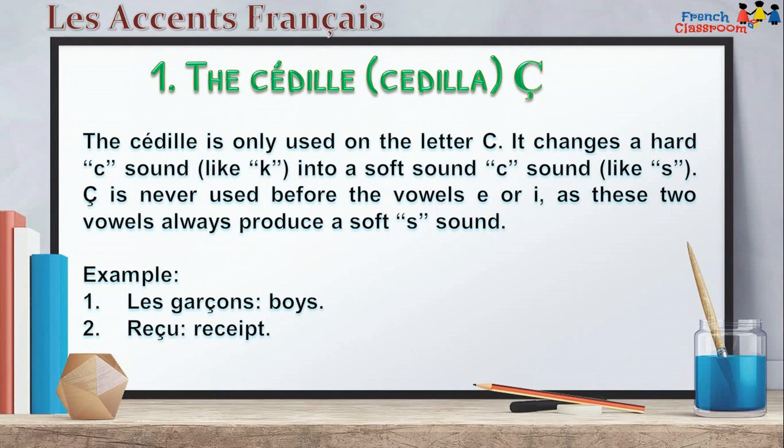For example, les garçons, boys, reçu, receipt. Here, the cédille is used on the letter C to change the pronunciation of the word. Instead of K, garçon, it's pronounced as garçon because the cédille is placed on the letter C.